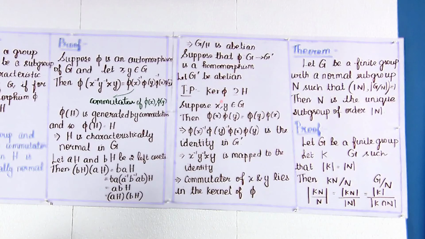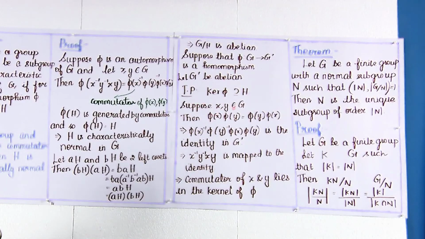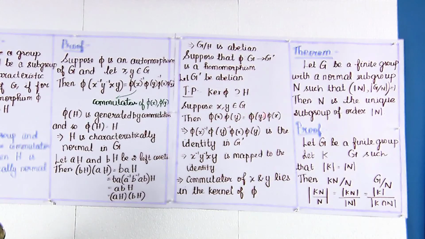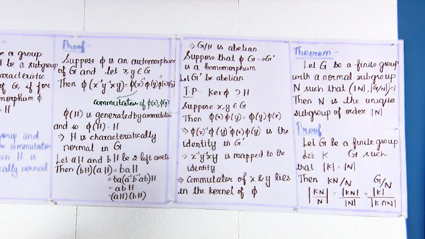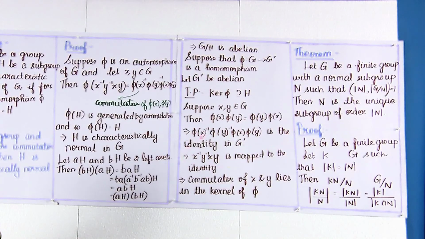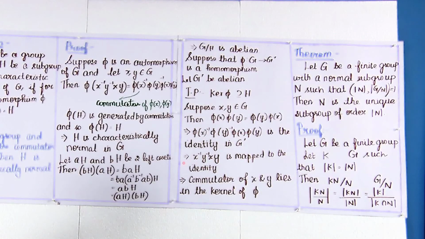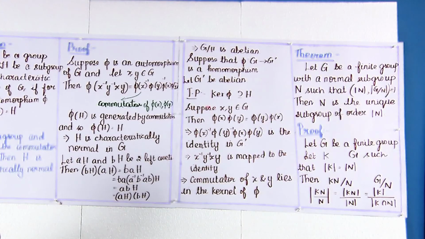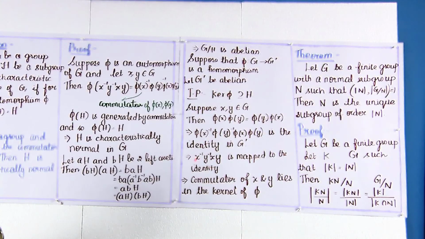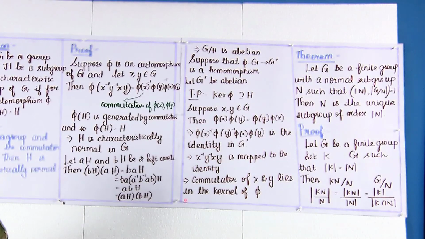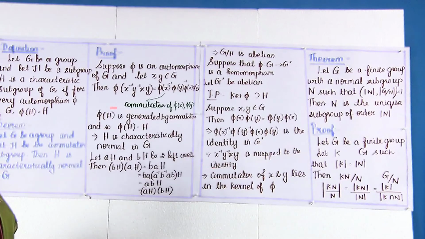Now, to prove that kernel phi contains H, suppose x, y belongs to G, then phi x phi y is equal to phi y phi x, which implies phi x inverse phi y inverse phi x phi y is the identity element in G dash. That is, x inverse y inverse x y is mapped to the identity. Since phi is a mapping from G to G dash, we say that this element is mapped onto the identity. So, the commutator of x and y lies in the kernel of phi. So, we have proved the theorem statement.